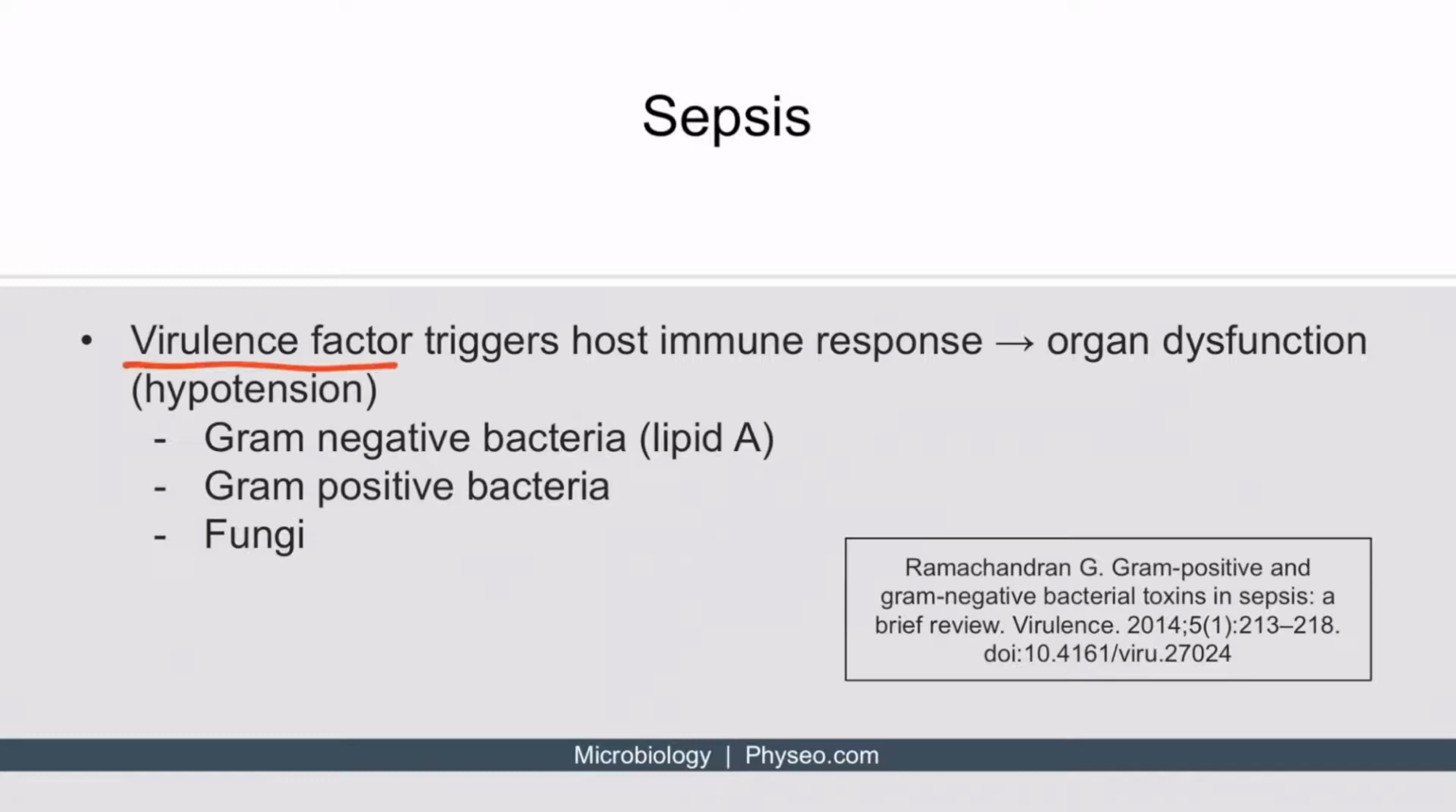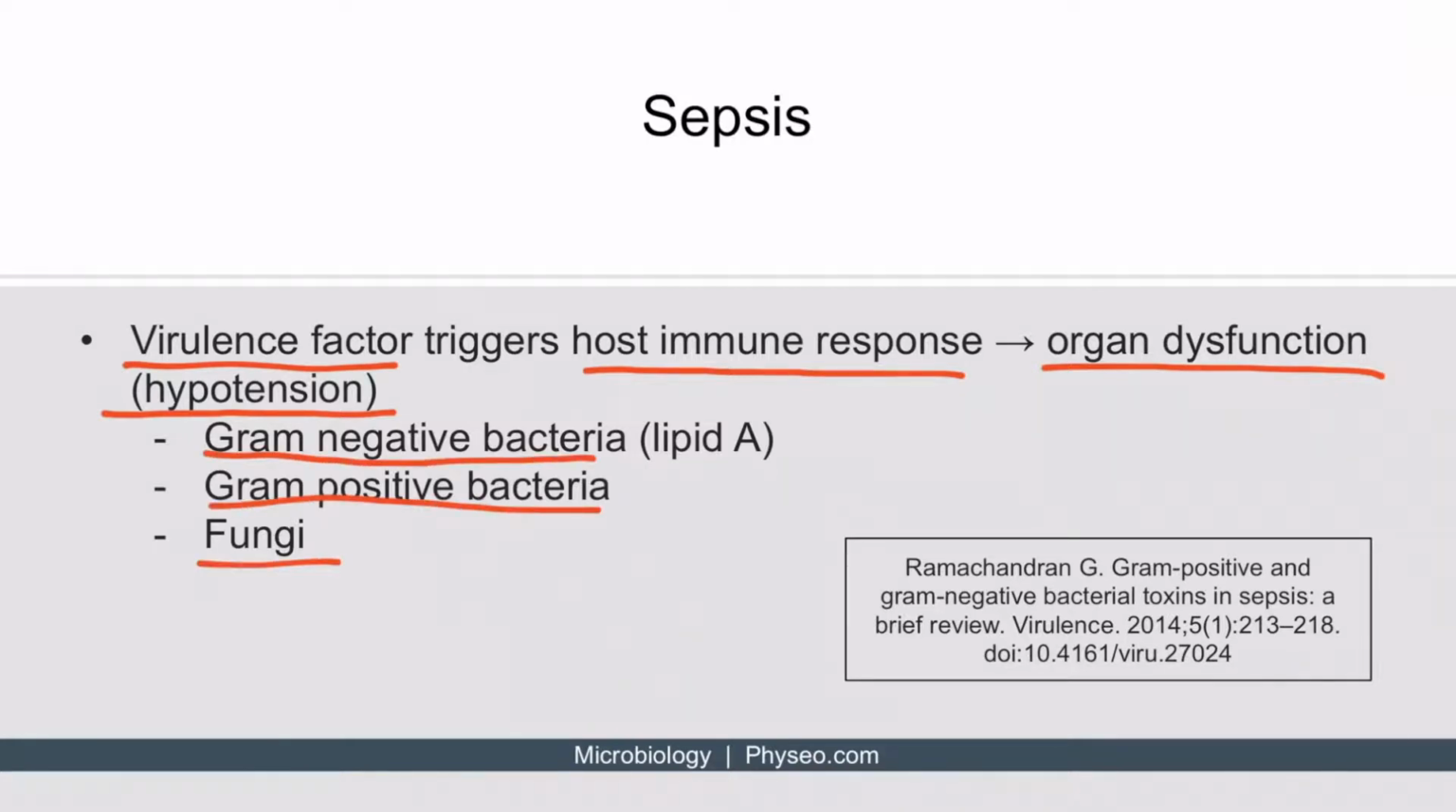A virulence factor triggers the immune response. This leads to organ dysfunction, and you can suspect that organs are going to be dysfunctional when you see that the patient has hypotension. Lastly, gram-negative bacteria, gram-positive bacteria, and fungi can all cause sepsis. But an important point to remember is that when dealing with sepsis in patients with gram-negative bacteria, your mind should go specifically to lipid A.